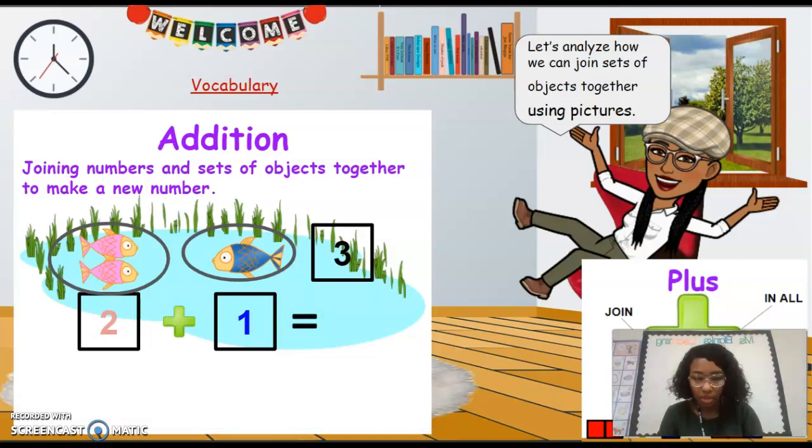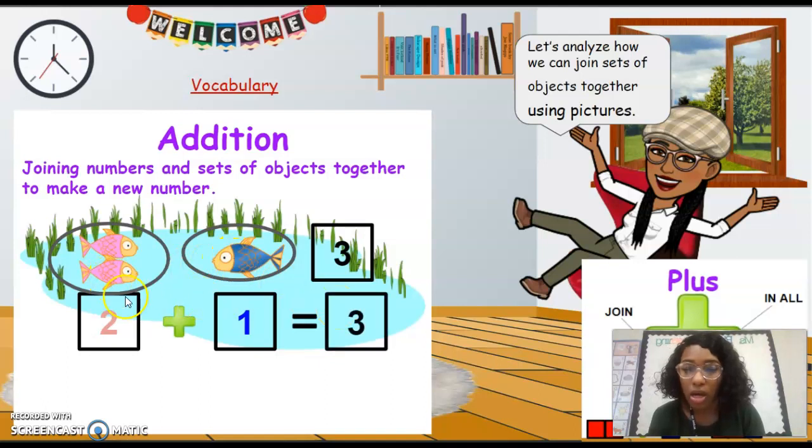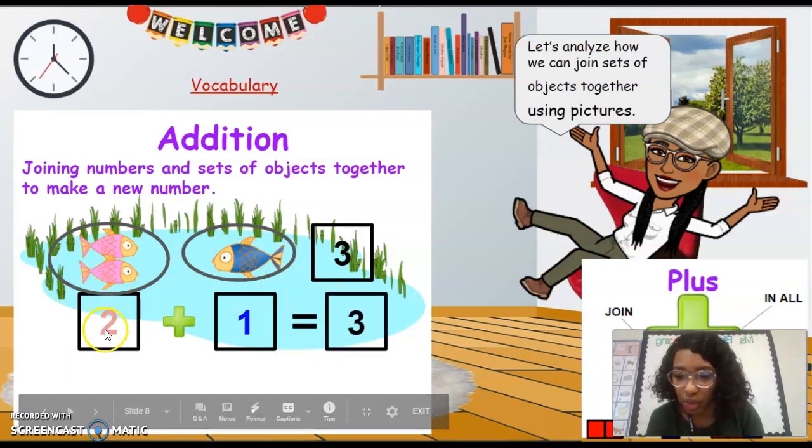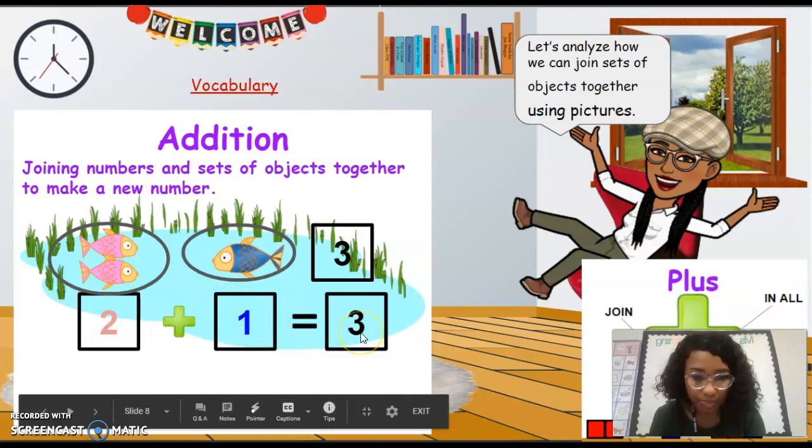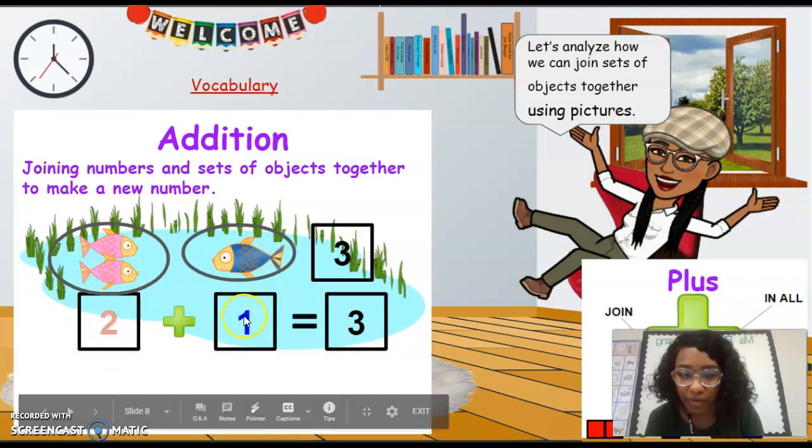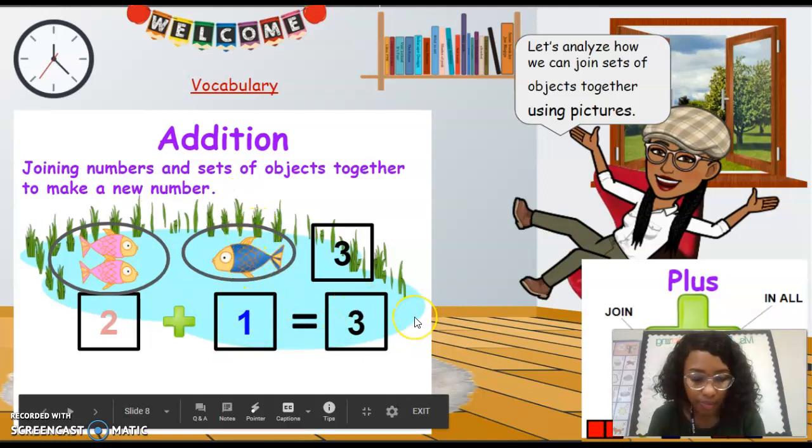So let's count to figure it out. Ready? 1, 2, 3. Okay. So now our number sentence says 2 plus 1 equals 3, because we have 2 pink fish plus 1, because 1 blue fish came to join, equals, and when we counted everything together, we got the number 3, okay?